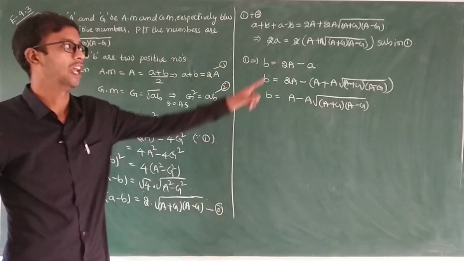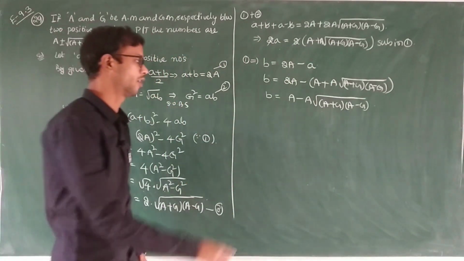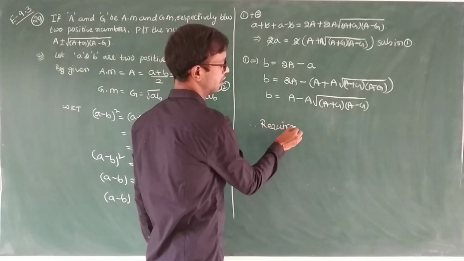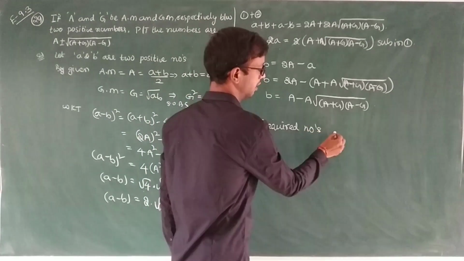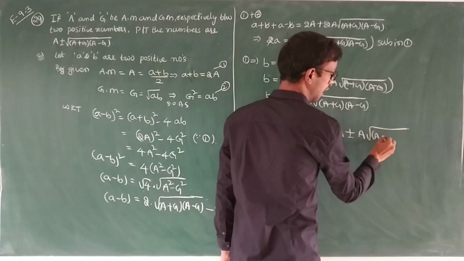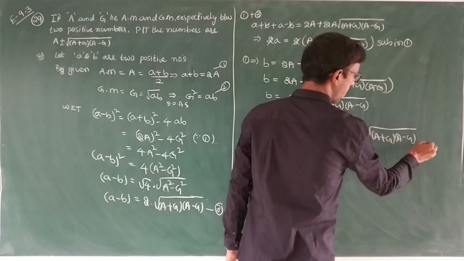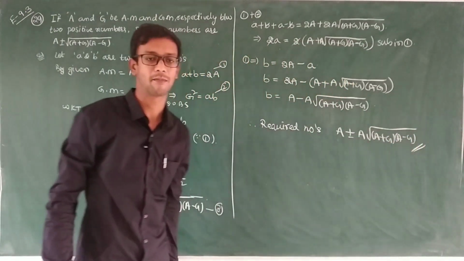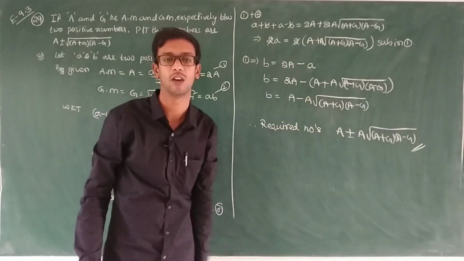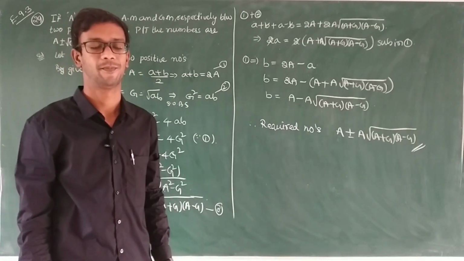So now we got the a value and the b value, the two numbers. Therefore, the required numbers are A plus or minus square root of A plus G into A minus G. Plus or minus, why? Because here a is plus, b is minus. So the remaining total is the same, so we can write it as plus or minus.